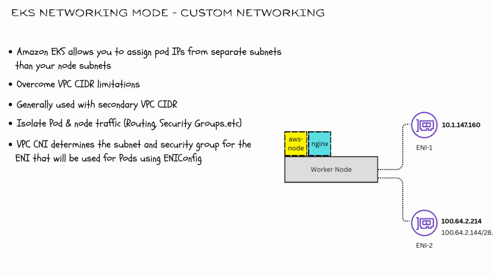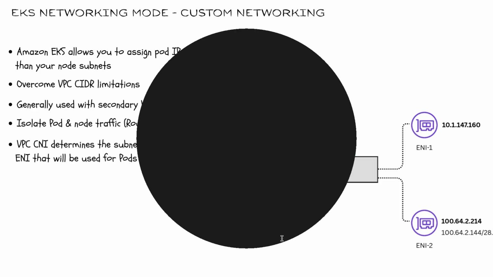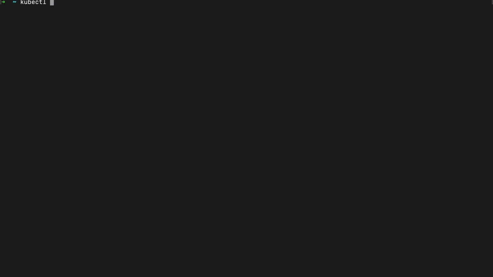In this example, we are simulating a scenario where the VPC's primary CIDR range is running low on available IPs. To solve this, a secondary CIDR block from the range 100.64.0.0/10 has been added to the VPC. The CNI uses this secondary range to allocate IPs for pods through ENI2.